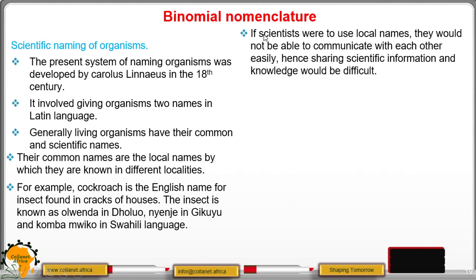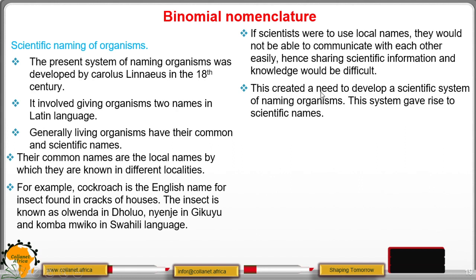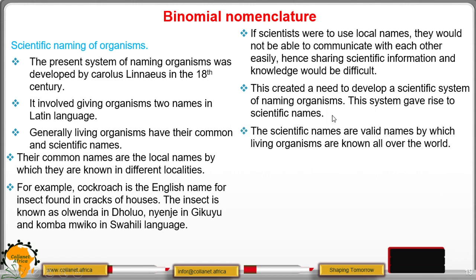That means if scientists were to use the local names, they would not be able to communicate with each other easily. Hence, sharing scientific information and knowledge would be difficult. This created a need to develop a scientific system of naming organisms, that is, scientific names. The scientific names are valid names by which organisms are known all over the world.